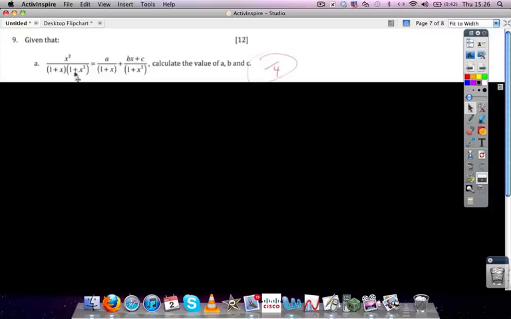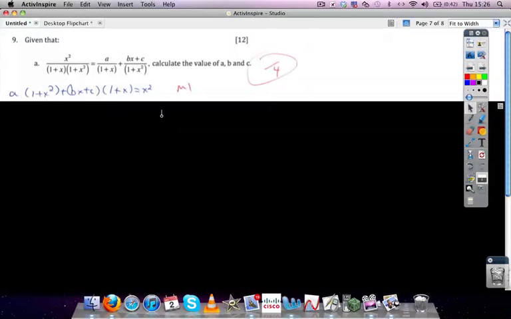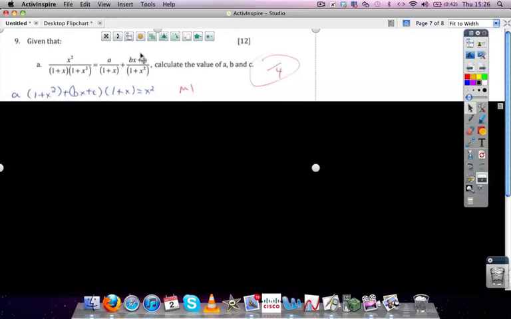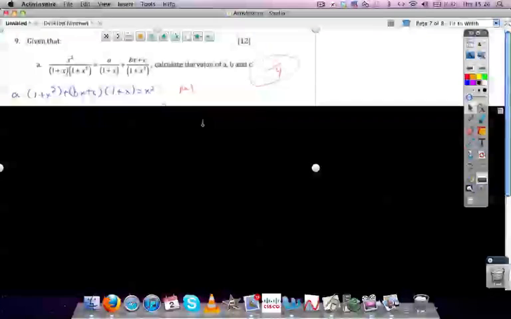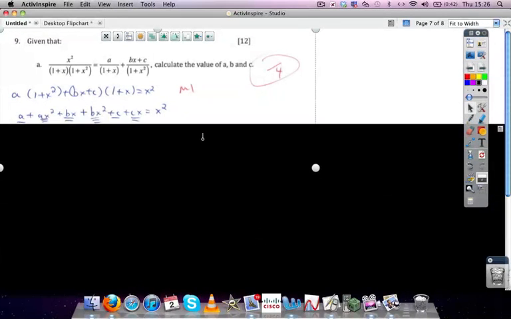So here, you notice the denominators are quite close. Let's just make them common. So then I'm going to end up with x squared on the left, and here we're missing 1 plus x squared, so a times 1 plus x squared, and then bx plus c times 1 plus x equaling x squared.